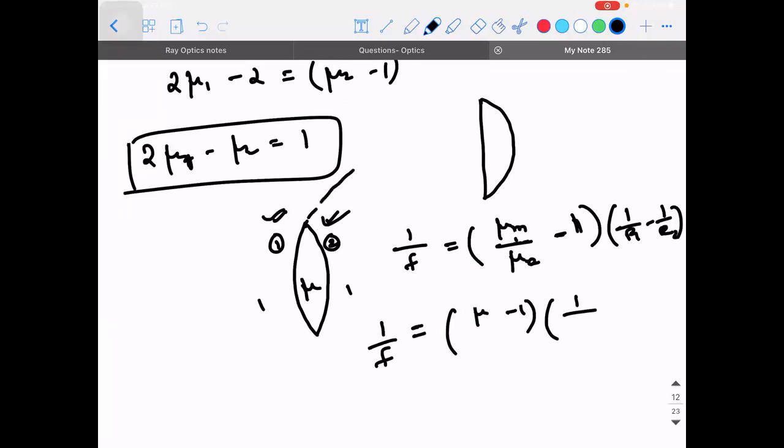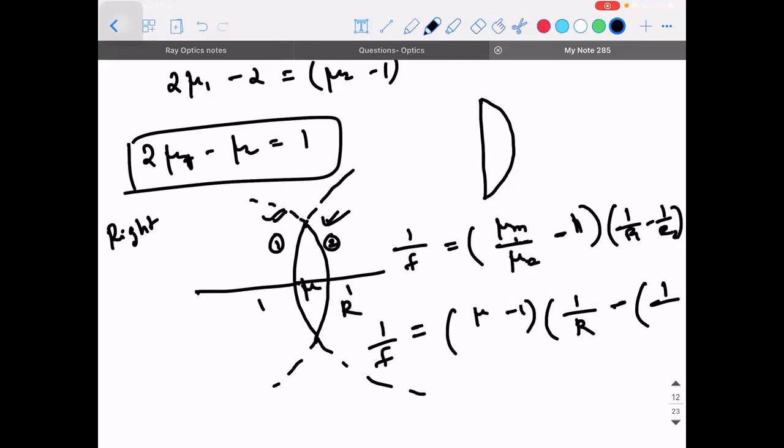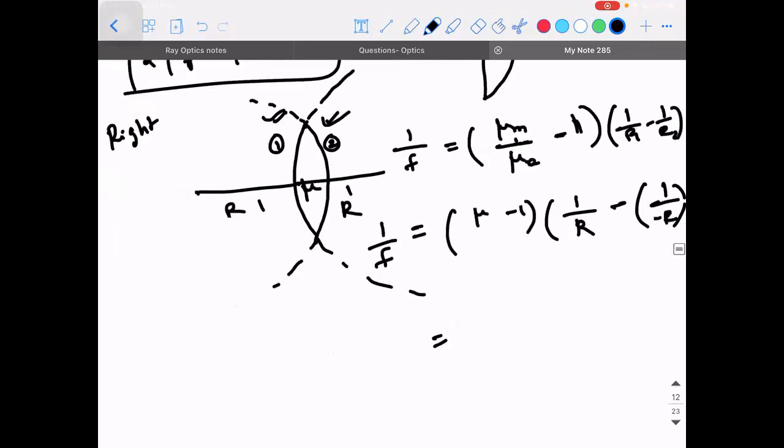So this will be a part of the sphere whose radius is on the right hand side. So R1, is it positive or negative? Positive. So 1 by R, minus is already in the formula. 1 divided by R2 comes from the second sphere, and R2 is the radius on the other side. So that will become mu minus 1 into 2 by R. I'll directly write this.